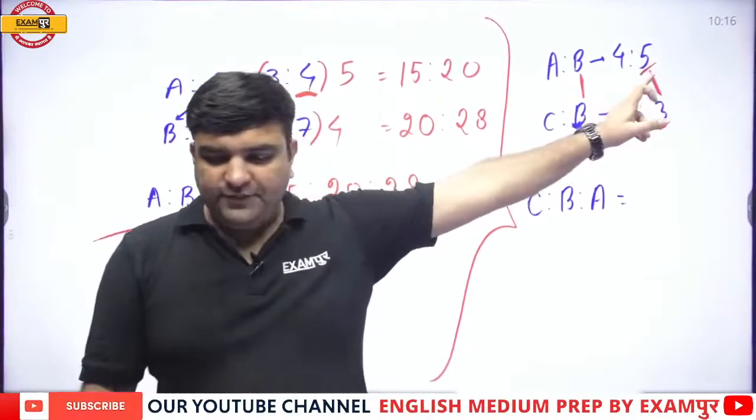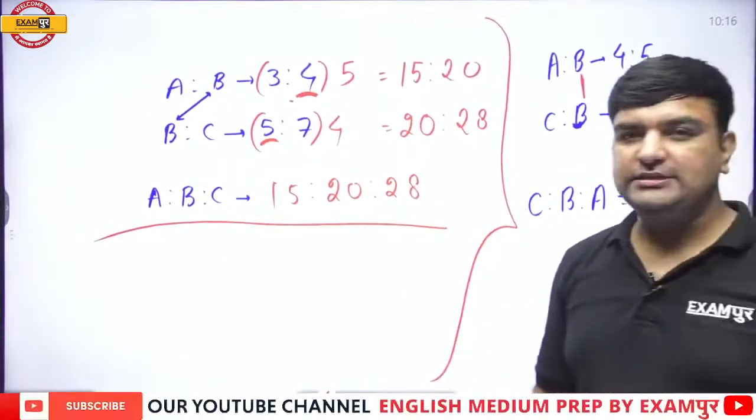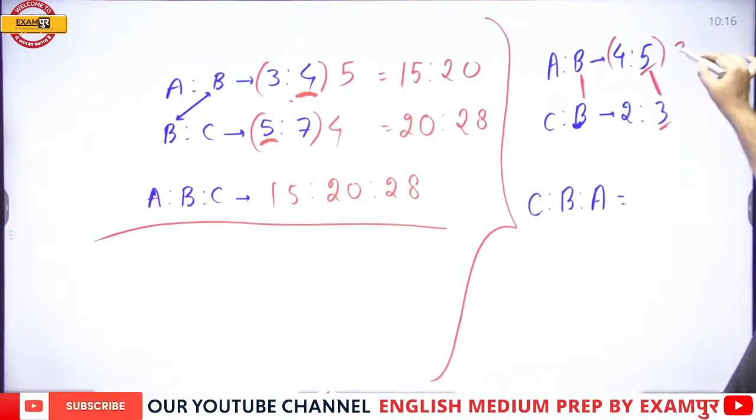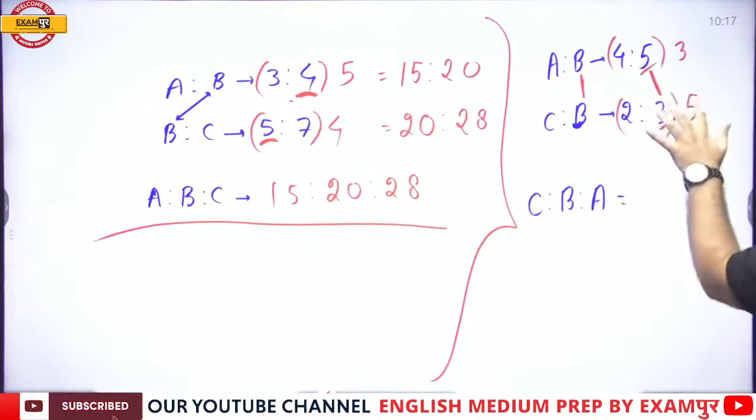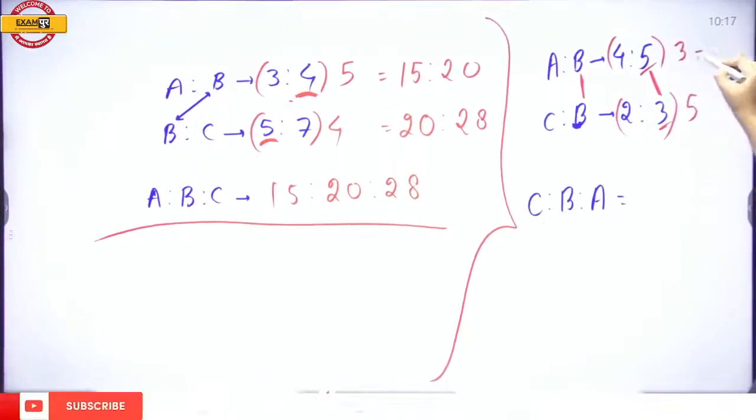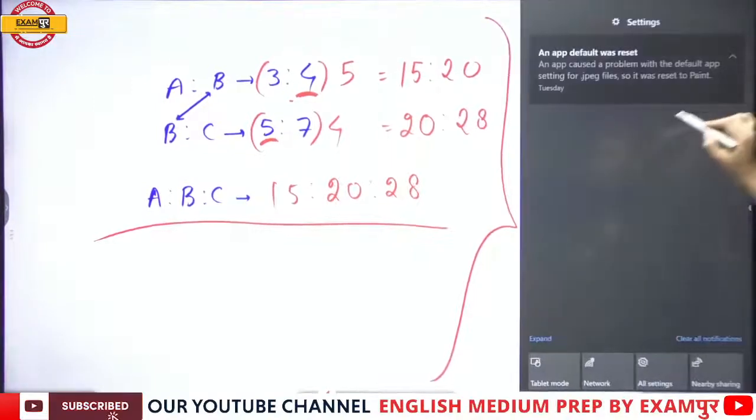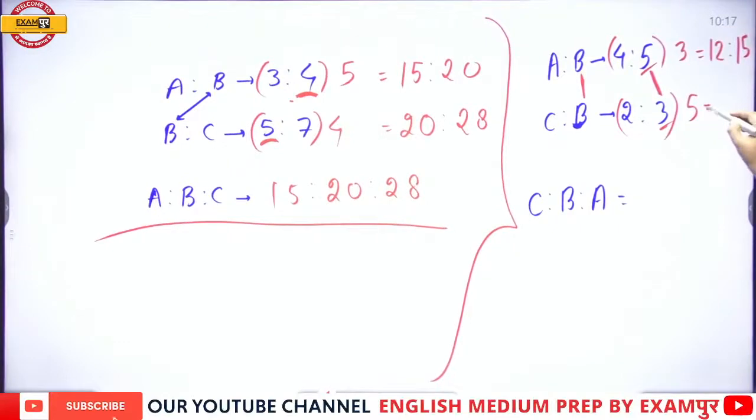At one place B is 5, at another place B is 3. Make sure the value at both places is the same. So multiply by 3 here, multiply by 5 here, inverse, to make it 15 each. So A ratio B will become 12 ratio 15 and C ratio B 10 ratio 15.